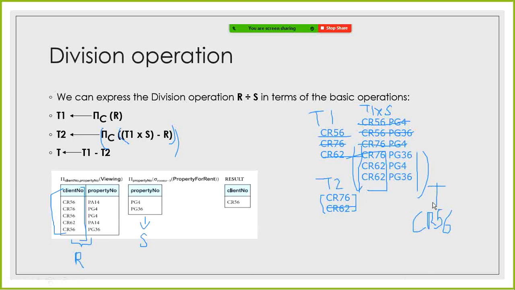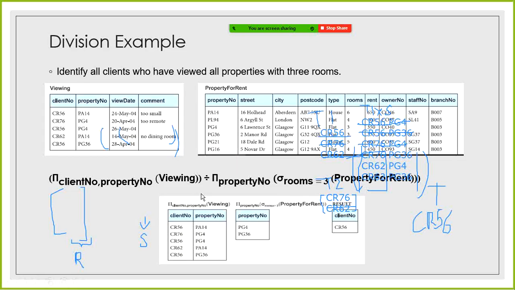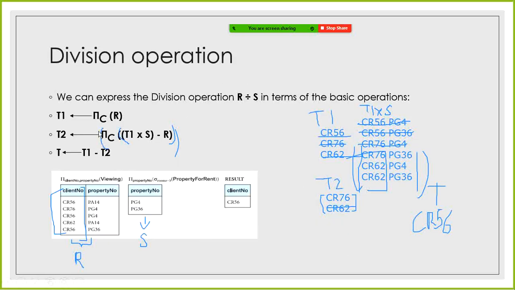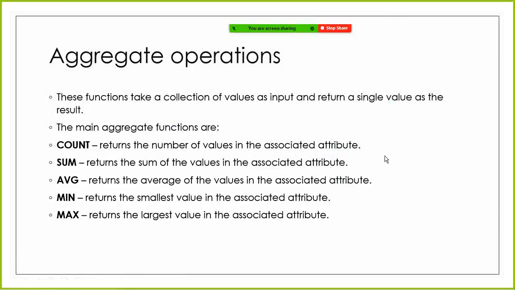So we can perform the division operation in both ways. We can perform division operations directly like here, or we can perform the division operation with the help of basic relational algebra operations as well. Next we have aggregate operations. These functions take a collection of values as input and return a single value as a result. So sometimes we have to apply some calculations on columns. For that we have aggregate operations. We take as input a collection of values and the result is a single value.